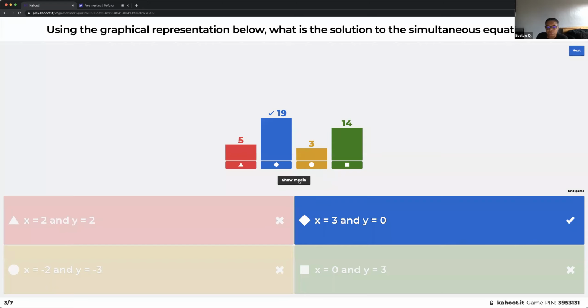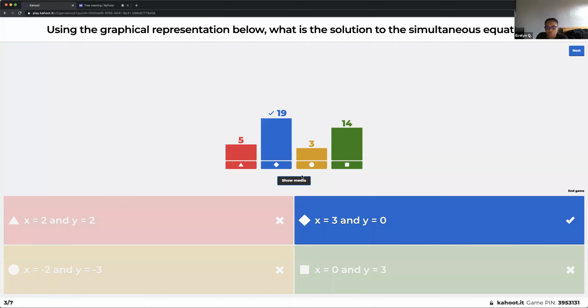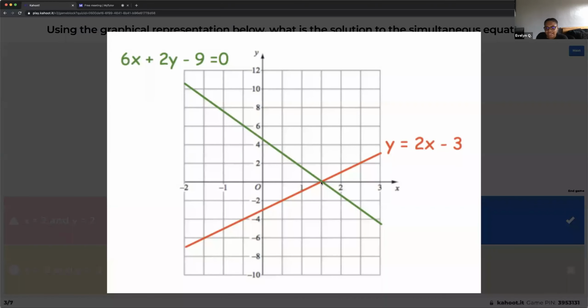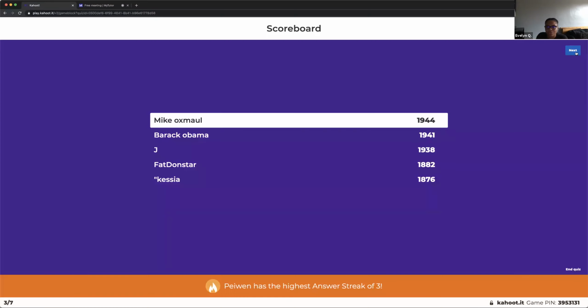Brilliant, x equals 3 and y equals 0. If we have a look at that, where they cross, that is at x equals 3 and y equals 0. So brilliant, and well done for those of you who got that one right. Well done for the top 5.